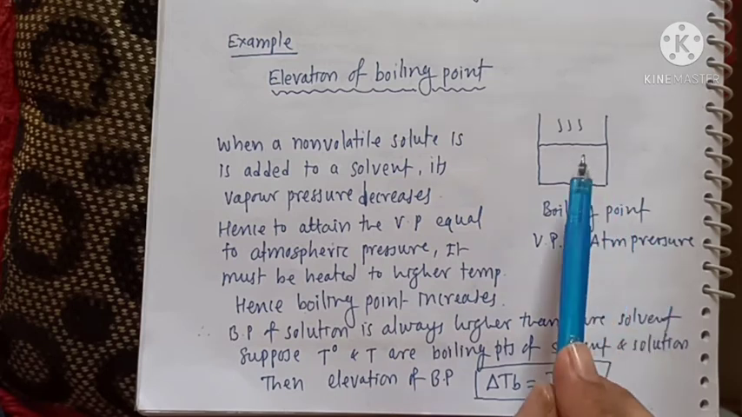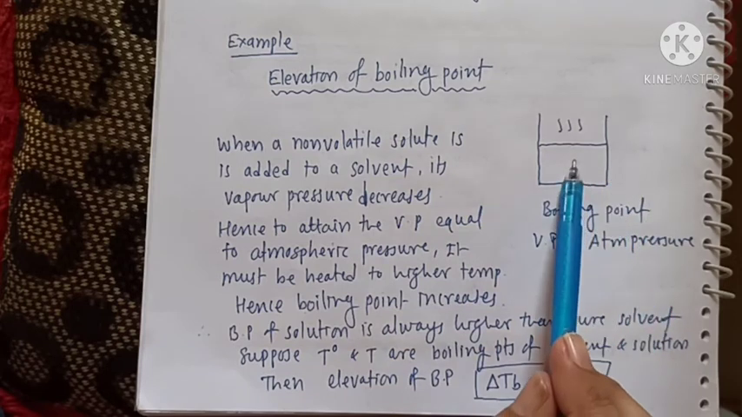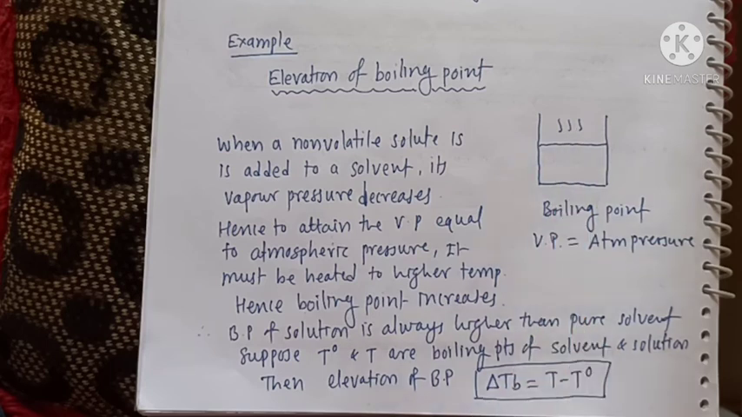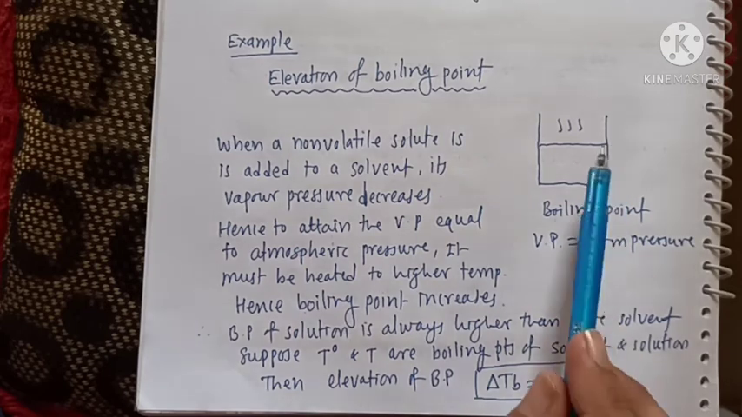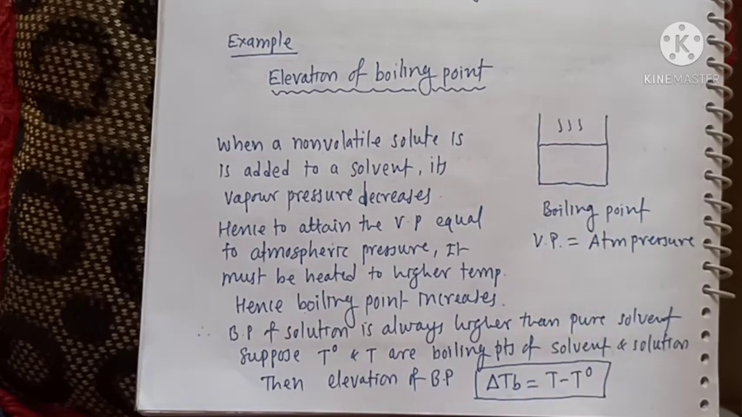Every solvent has a certain vapor pressure. We have to heat that solvent in order to increase the vapor pressure so that it will become equal to the atmospheric pressure. And when these two become equal, that is vapor pressure and atmospheric pressure, then that solvent boils.